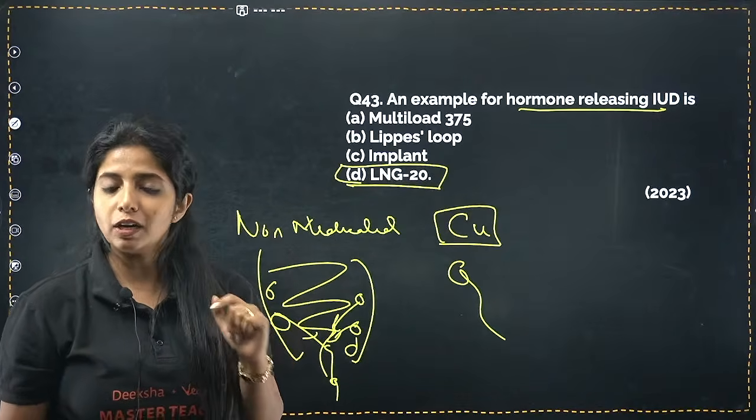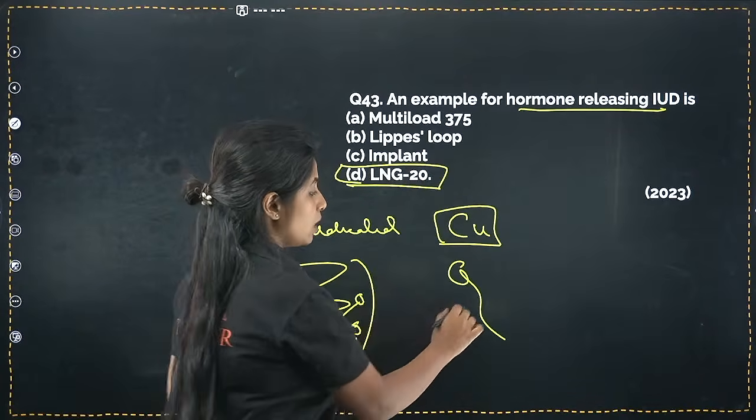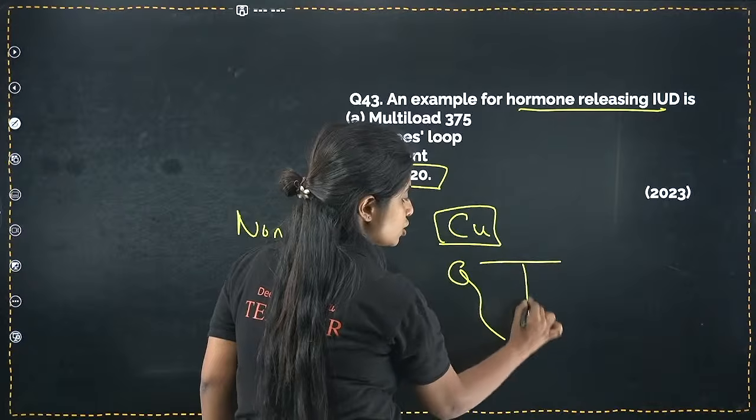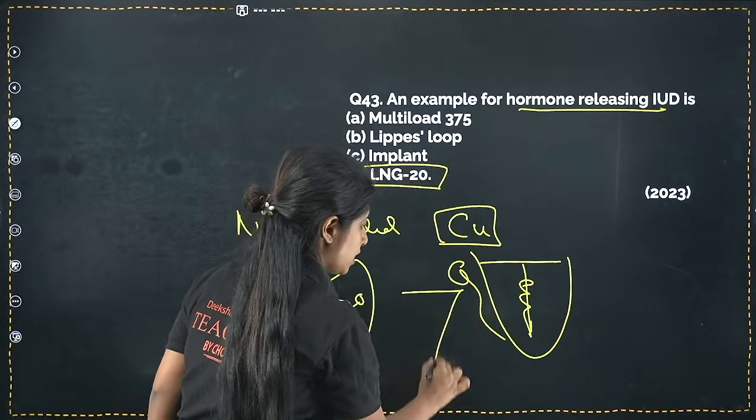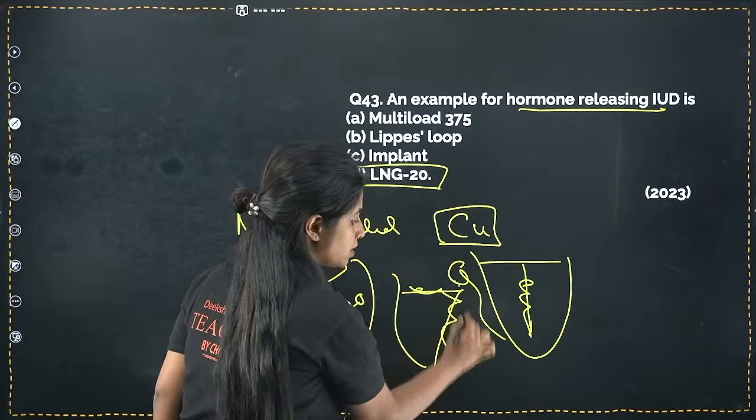The example for copper releasing IUD, two straight names are there. One is Copper T. So it is a T-shaped thing that is put inside the uterus, which is why it is known as Copper T. One is Copper 7. So it's a 7-shaped thing, again put inside the uterus.